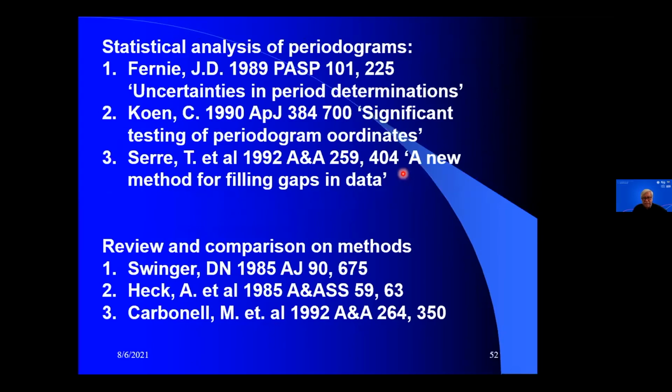So statistical analysis of the periodogram is also important for you to read, because the question is sometimes, if I find the period, what is the uncertainty in this? Not so much literature addresses this, unfortunately. I found only three, maybe four papers, but Chris Koen has a very good series of papers addressing the error in the period determination.